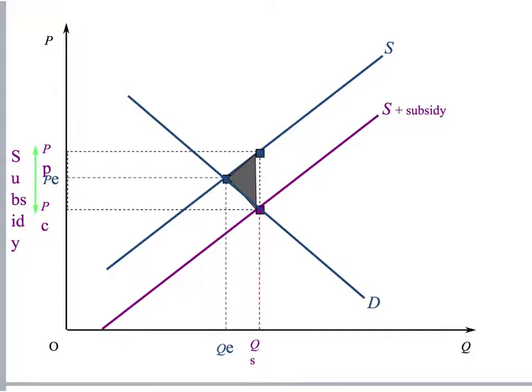For this market, the black triangle represents deadweight loss. The deadweight loss represents the taxpayers who financed the subsidy yet do not receive any benefit from the subsidy. In other words, taxpayers who are neither producers nor consumers in this market will not benefit from the subsidy that their taxes finance.